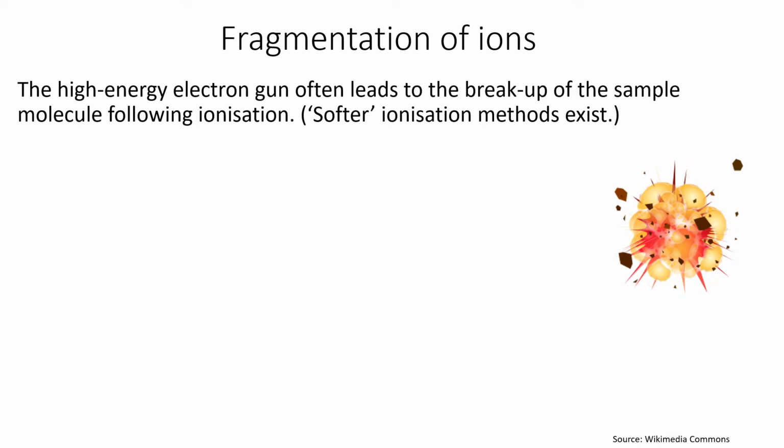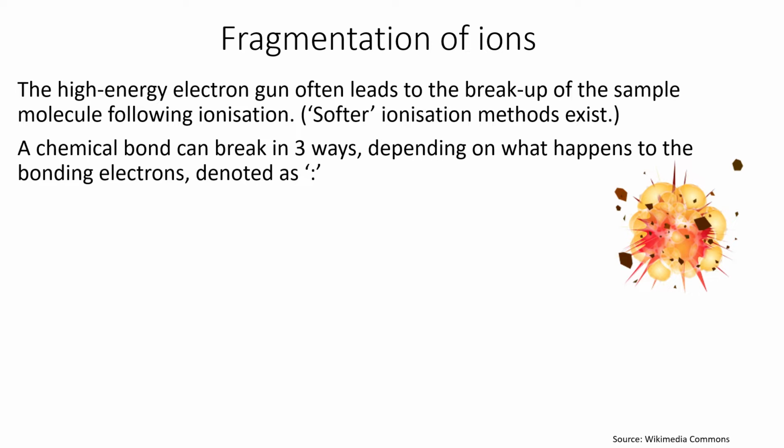Now, fragmentation of ions. During the process of ionization, especially using a high energy electron gun, we often do more than just ionize a molecule. We'll often break it up in the process. It's getting seriously bombarded by these high energy electrons, and often it will shatter the molecule. In fact there are modern, so-called softer ionization methods, which are used especially with larger, more fragile biological molecules, because you don't want them blown to smithereens by the electron gun, especially if you're interested in the molecular mass rather than just the mass of the fragments.